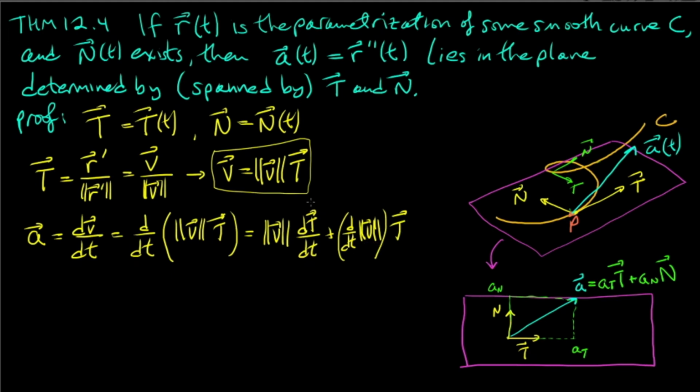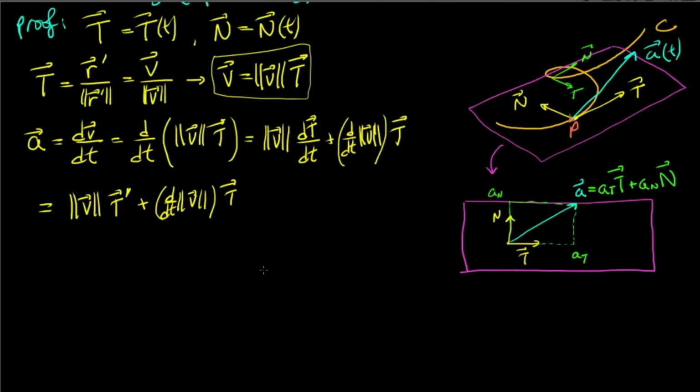So what's T prime? We can write this as the magnitude of v times T prime, plus T times the derivative of, I wish there was a better way to write this, but it's just going to be the derivative of the speed. Okay, and now what I'm going to do is multiply top and bottom by the same thing. So I'm going to multiply by 1. And in this case, 1 is going to be of the following form.